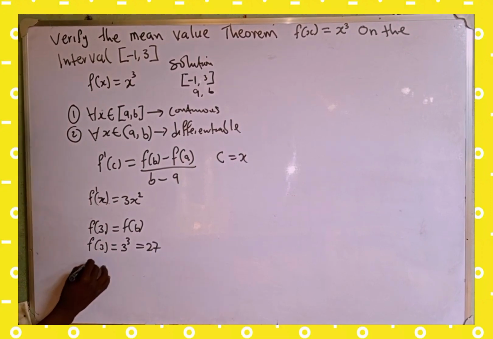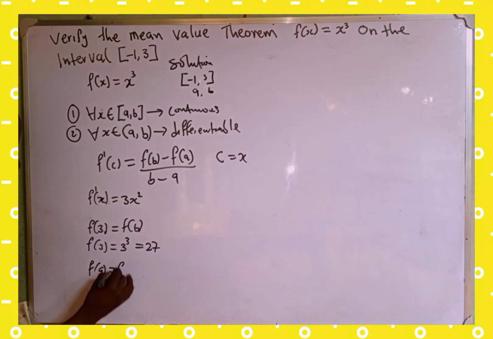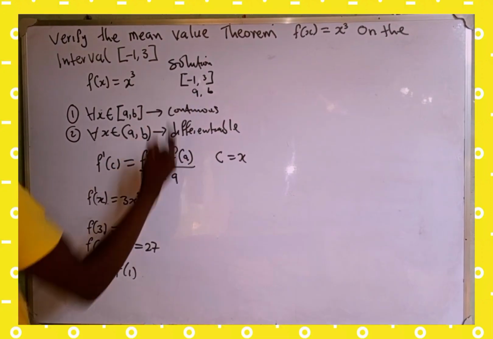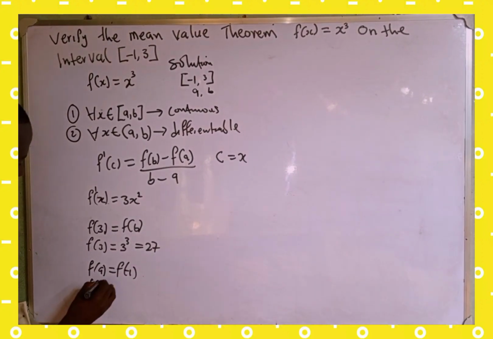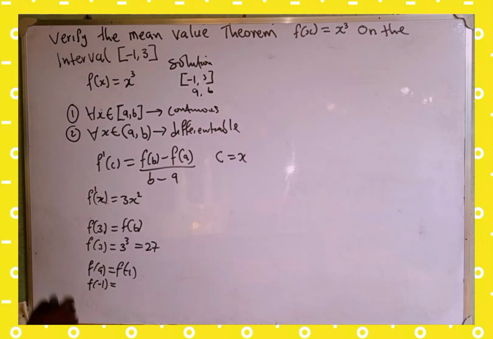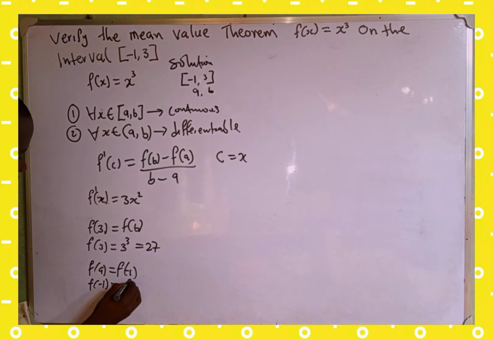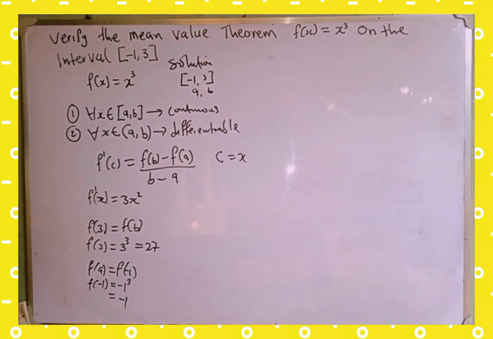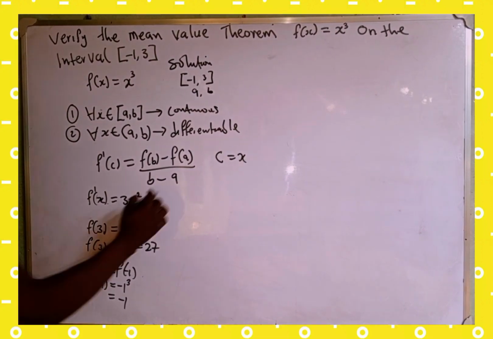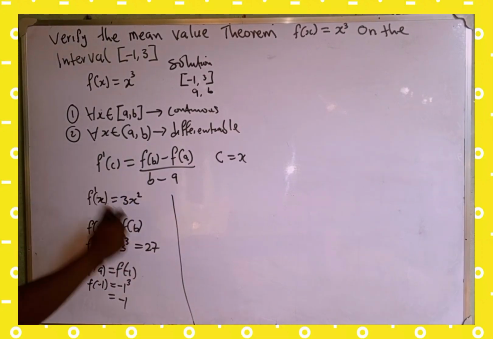Now to get f of a: a is negative 1, so we need f of negative 1. Anywhere we see x, we substitute negative 1. It is going to be negative 1 to the power 3, which is the same as negative 1, because a negative number raised to an odd power gives a negative result. Now we can substitute into this equation.